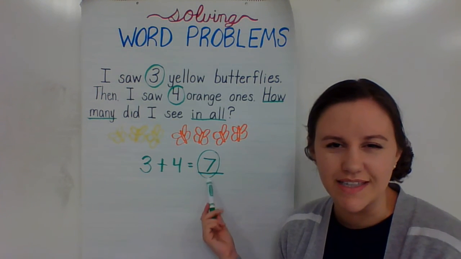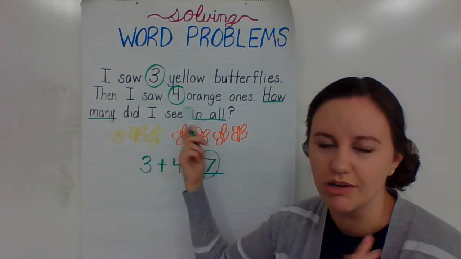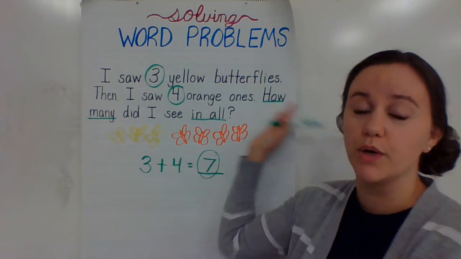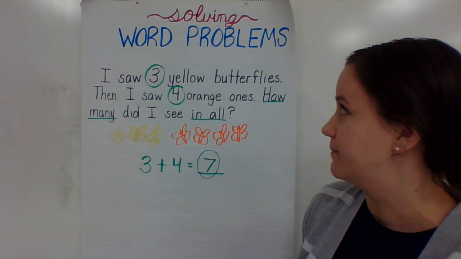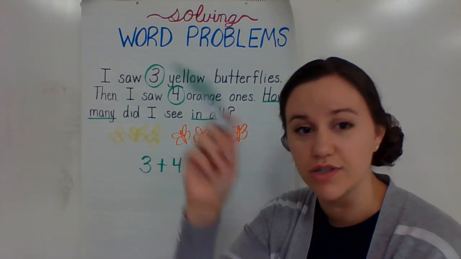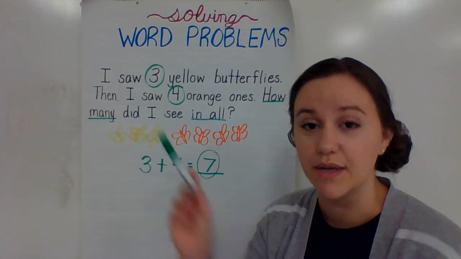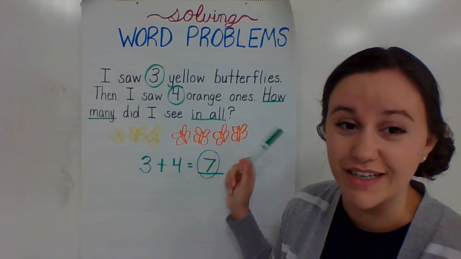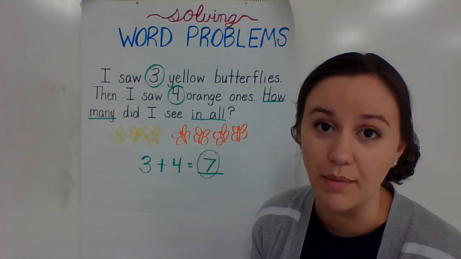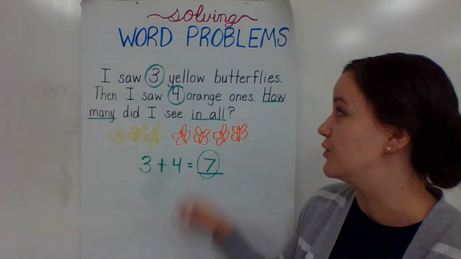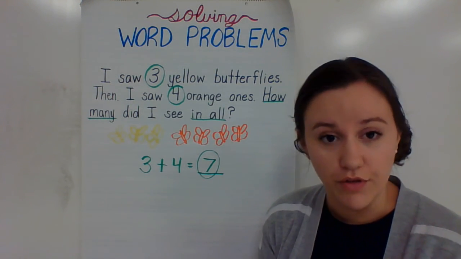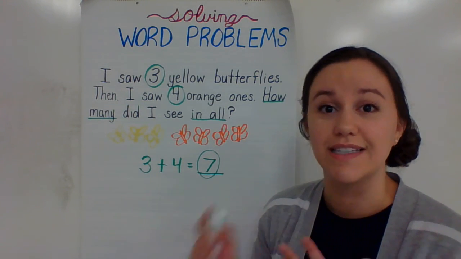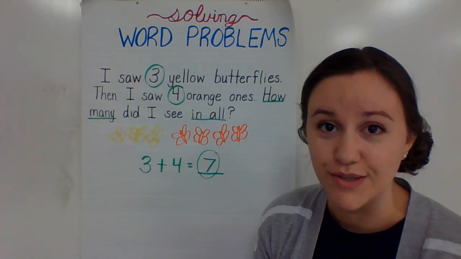It wouldn't be 7, because that wouldn't make sense. I can't see 7 more orange. I only saw 4. So my equation would be different if my question is different. So be careful with word problems. You can't just circle the numbers and say, oh, I'm going to add these together, or I'm going to subtract these. You've got to make sure that you're reading the question so that you know what the problem is asking you to do. So with solving word problems, look for the numbers and look for the key information that's going to tell you what you need to do to solve the problem.